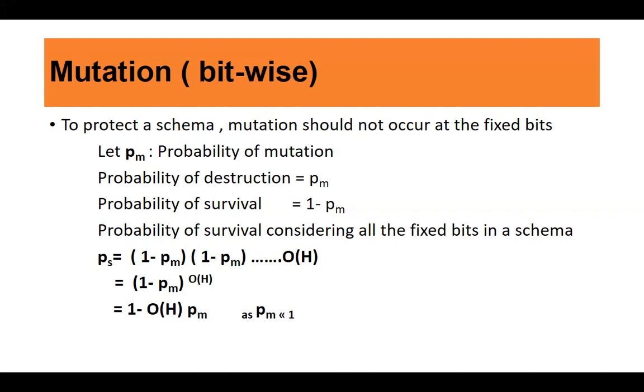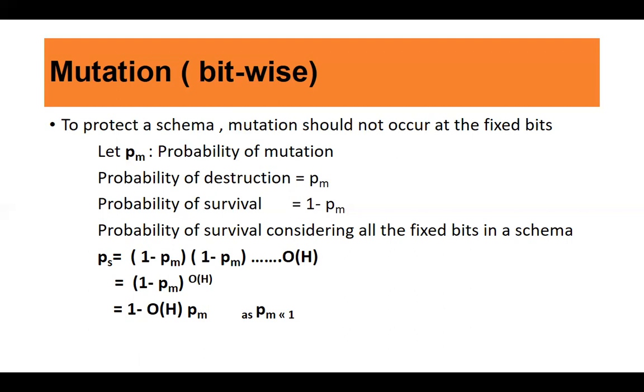And this is again the probability of survival of the second bit, right? And so on. We have to go up to the order of H, that is, as many fixed bits as the order of H. So this becomes 1 minus PM raised to the power order H, right? Now, as PM is very small compared to 1, we can write it approximately as 1 minus order of H multiplied by probability of mutation.